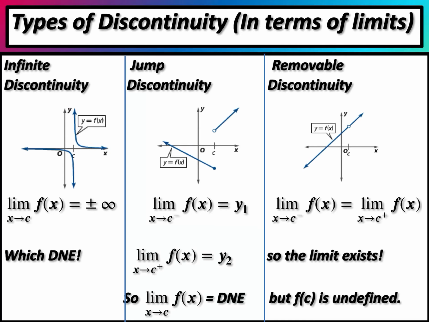Now with removable, we know that the left and the right side of the graph are getting closer and closer to the same value, which is the hole. But we can't actually evaluate the function there because that's undefined. So the limit can equal the hole and have an answer when it's removable, but evaluating the function is undefined because we can't plug that x into our equation.